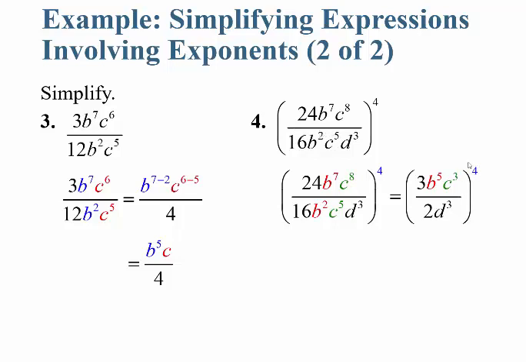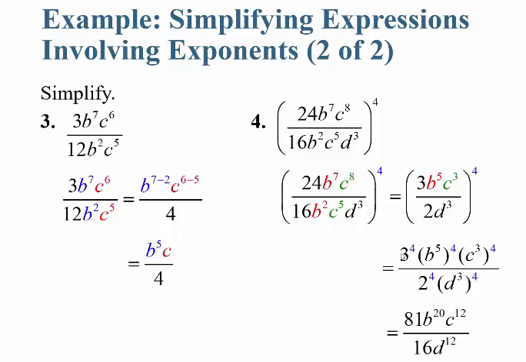So then what I have to do is distribute this exponent of 4. Again, I'm going to literally distribute it to every single term. Every single term gets the 4. Well, 3 to the 4th power is 81. b to the 5th to the 4th power, 5 times 4 gets me 20. c to the 3 times 4 gets me 12th power. 2 to the 4th power gets me 16. And d to the 3 times 4 gets me 12. And this would be fully simplified. Notice no parentheses. Each base only occurs once. And this 81 over 16 doesn't simplify anymore. So we're all set with that.